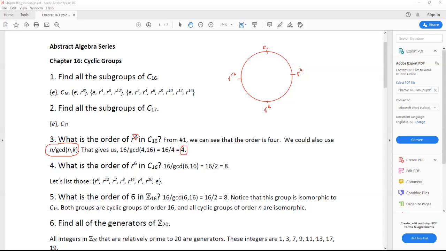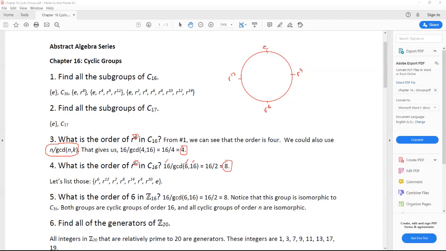Number 4, what is the order of r to the power of 6 in C16? Again, if we apply the formula using 16 for n, and we're going to divide by the GCD of 16 and 6, because 6 is the power of the generating element, and we get 8.